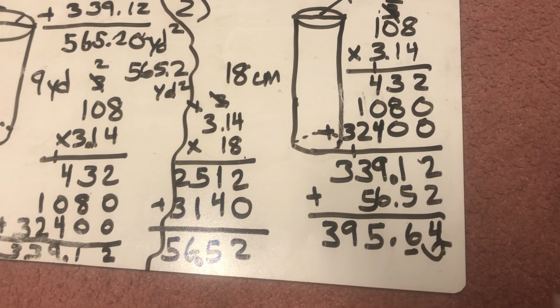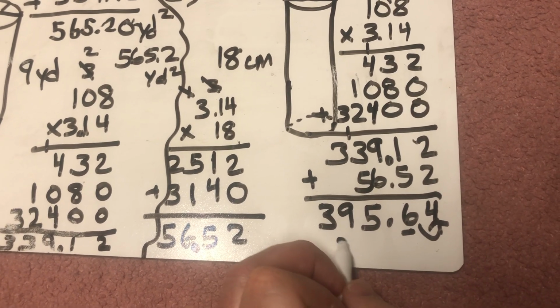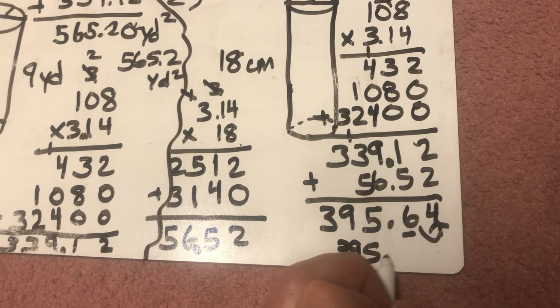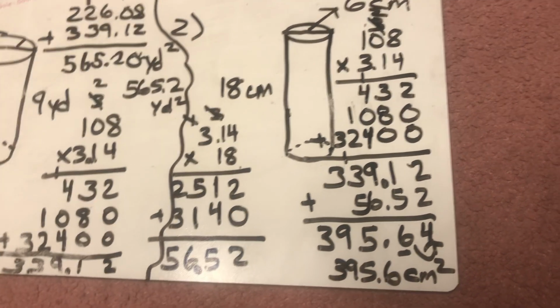The 4 tells me to round down. 5 and less, I round down. So I get 395 and 6 tenths square centimeters.